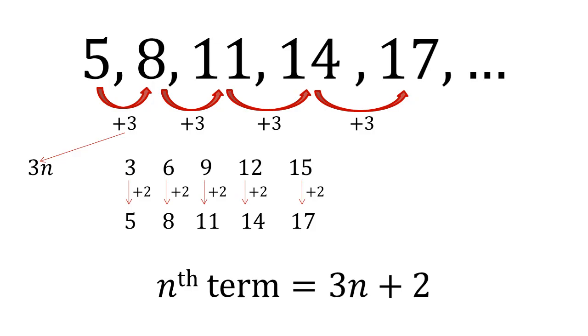And it's always a good idea at this point just to pick a random term and check that it works. So let's go for the fifth term, because we've got up to 5 terms at the top. The fifth term would be 3 times 5, which is 15, plus 2, which is 17. So if that works, you can be fairly confident that you've got the right formula.